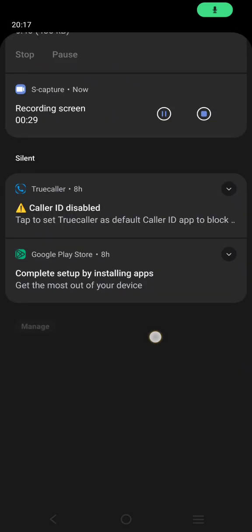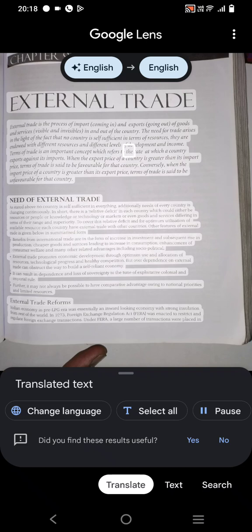Terms of trade is an important concept which refers to the rate at which a country exports against its imports. When the export price of a country is greater than its import price, terms of trade is said to be favorable for that country. Conversely, when the import price of a country is greater than its export price, terms of trade is said to be unfavorable for that country.